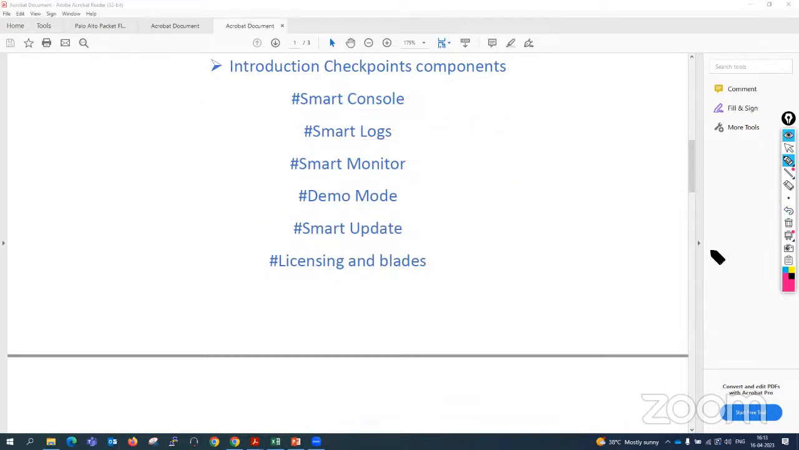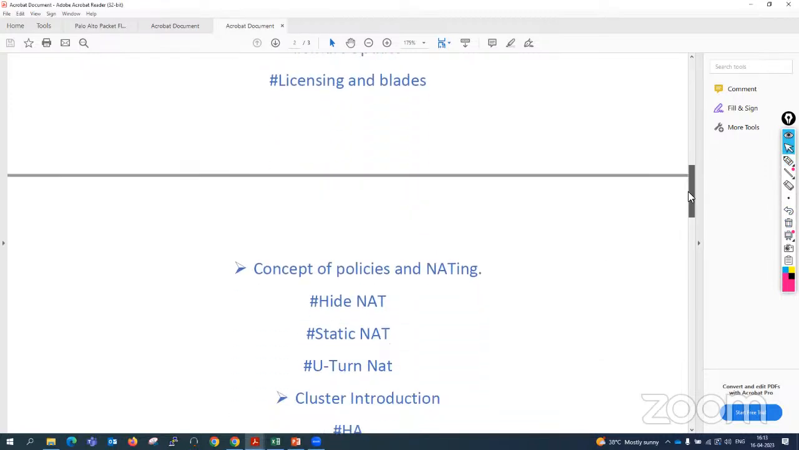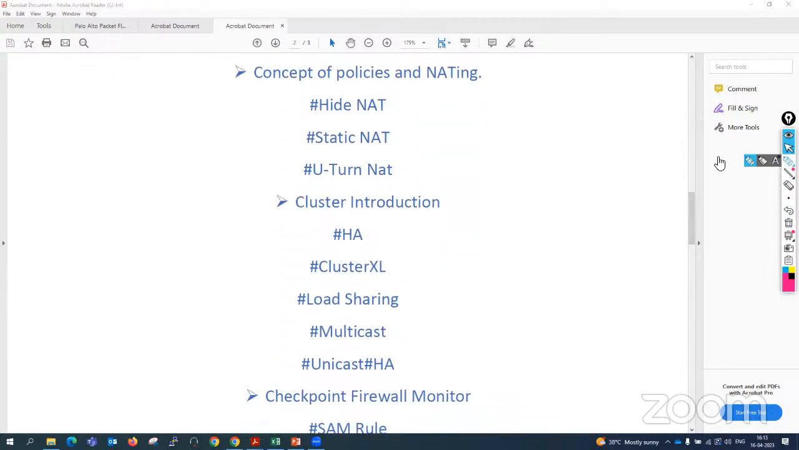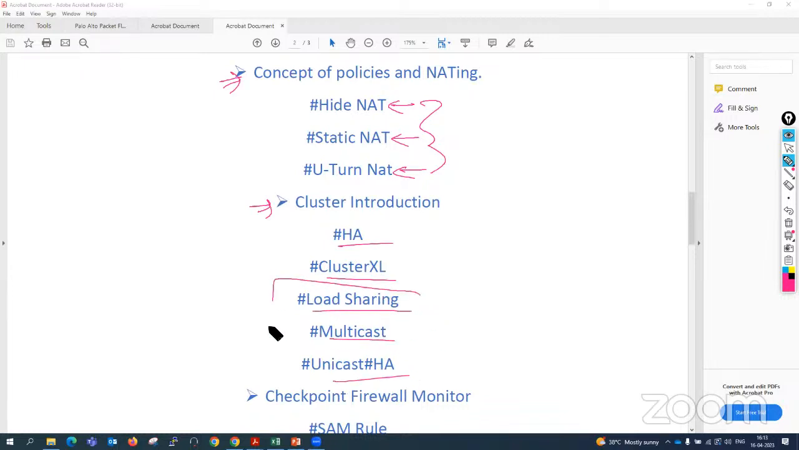All right. Now, when we finish the components and everything, we'll come to the concept of NATting and the policies, where we will discuss the hide NAT, static NAT, U-turn NAT, theory and the configuration of this, and we'll see these things in your live classes. Then we have cluster introduction, where we'll discuss the high availability cluster, load sharing, multicast, and unicast. Although this particular option is no more used in the industry nowadays, we still have this option, so we have to cover it, and we'll do that.